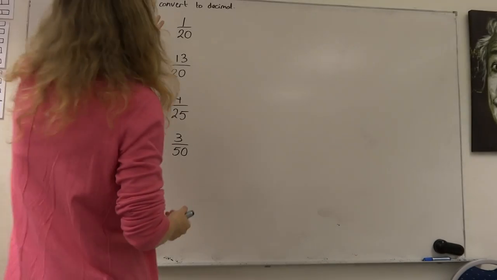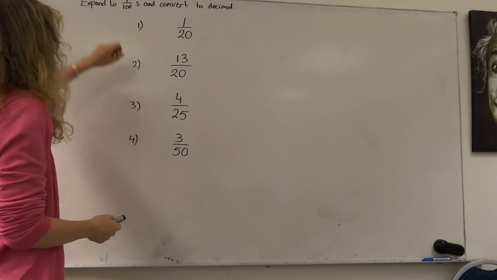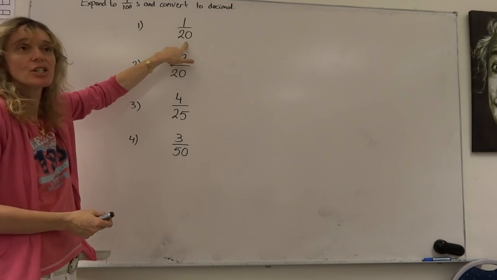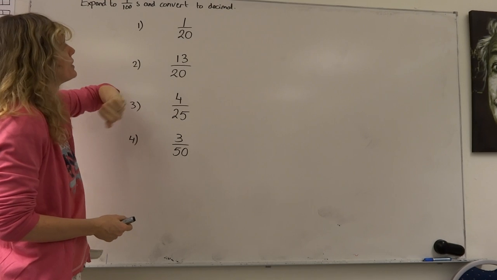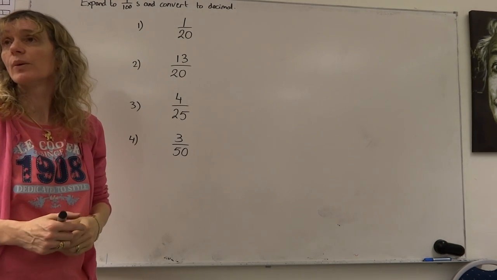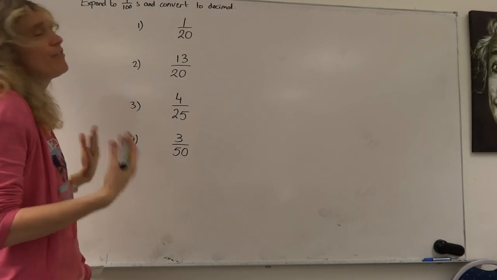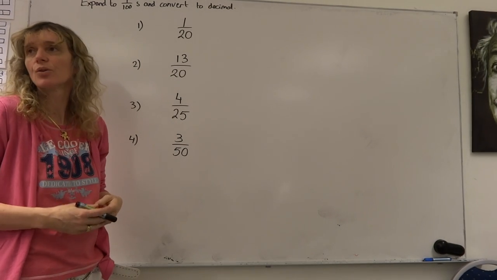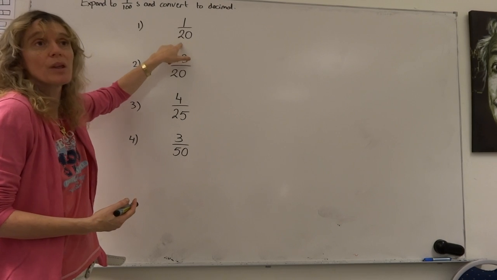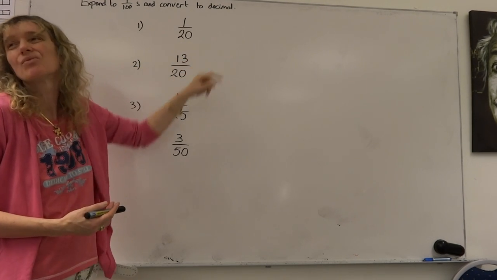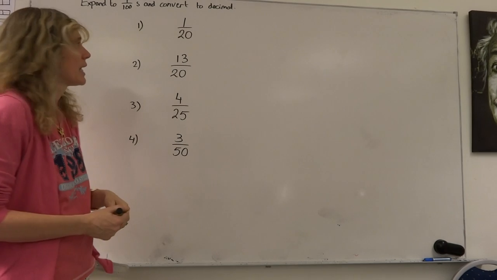Okay, here we've got 4 different fractions, and the question is, expand these fractions so that they're now in hundredths instead. And then once you've turned them into hundredths, turn the fraction into a decimal. And that's one of the advantages of turning them into hundredths or tenths or thousandths. If you get all of these numbers with a 1 and lots of zeros on the end, it's really easy to convert it to decimals later.